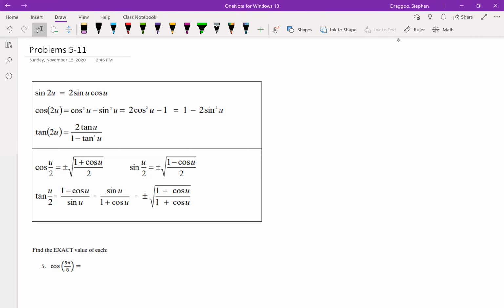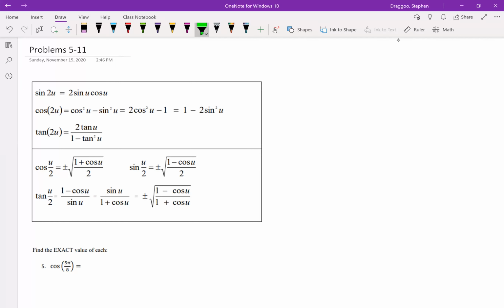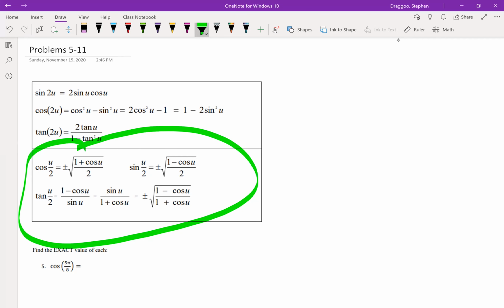All right, in problems 5 through 11, we're going to be looking at both the double angle formula and the half angle formula for each of sine, cosine, and tangent. All of those are listed here. The double angle formulas are up on top, so anything that's sine, cosine, or tangent of 2u will be a double angle. The half angle formulas, cosine of u over 2, sine u over 2, tangent u over 2, are listed in the second half of the table.